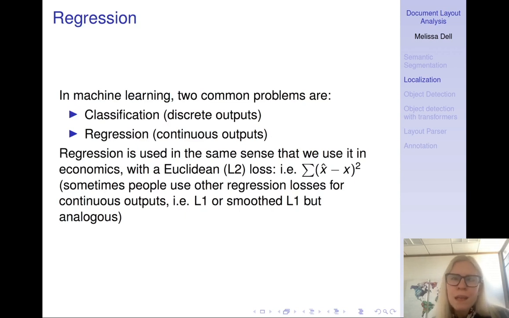In machine learning, two common problems are classification problems, which have a discrete output, and regression problems, which have a continuous output. Regression is used in the same sense that we use it in economics. So there's a Euclidean loss. Sometimes people use other regression losses for continuous outputs like L1 or smooth L1, but it's essentially analogous.